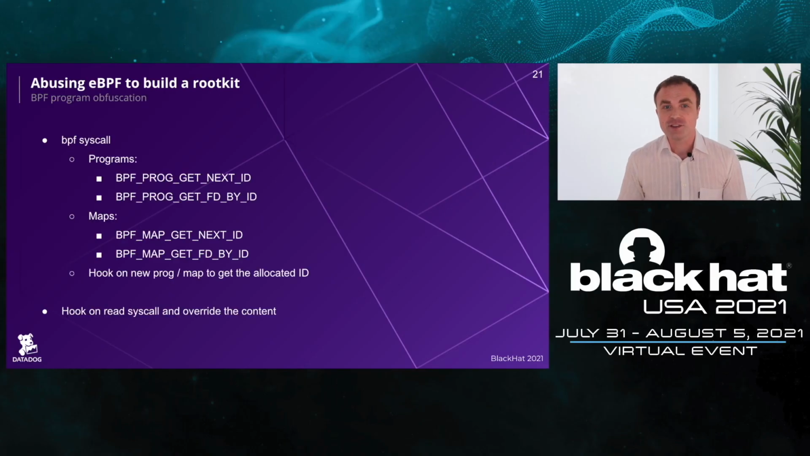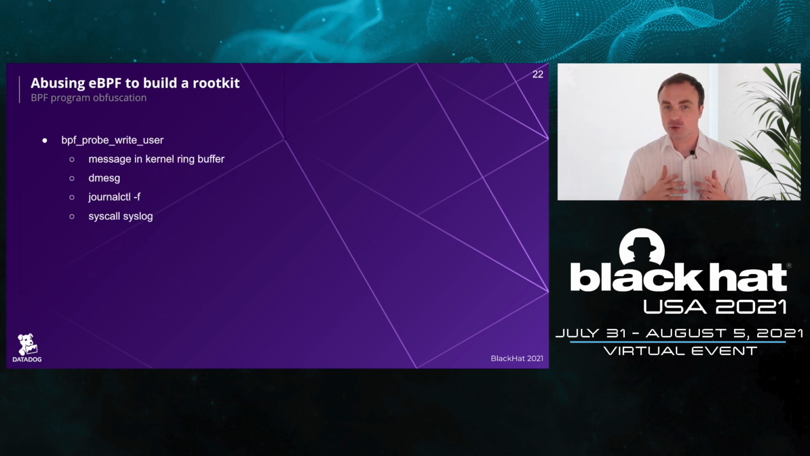So, the idea here is to hook into the bpf call itself, but two things are required here. First, to prevent user space from iterating through the IDs of our entities, programs and maps, assigned by the kernel, using BPF_PROG_GET_NEXT_ID and BPF_MAP_GET_NEXT_ID. We also need to prevent user space from getting a file descriptor to the program or map from an ID that it might have guessed using BPF_PROG_GET_FD_BY_ID. So once these operations are handled by the rootkit, the user space is not able to view or modify our programs and maps.